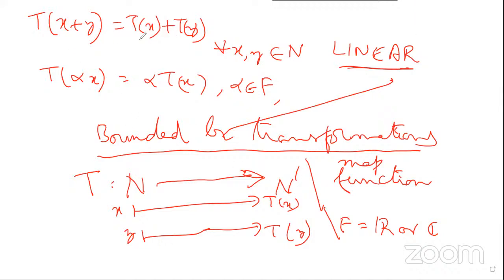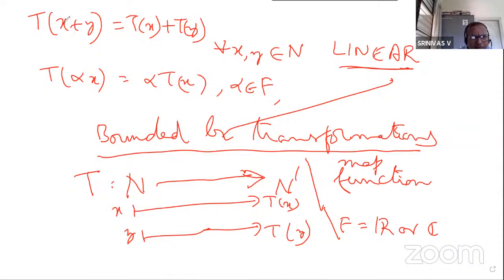What this means is that the T image of the sum of the vectors X plus Y is the same as the sum of the individual images. This function T retains addition. It's a kind of homomorphism. The T image of a sum of vectors is the sum of the individual T images.